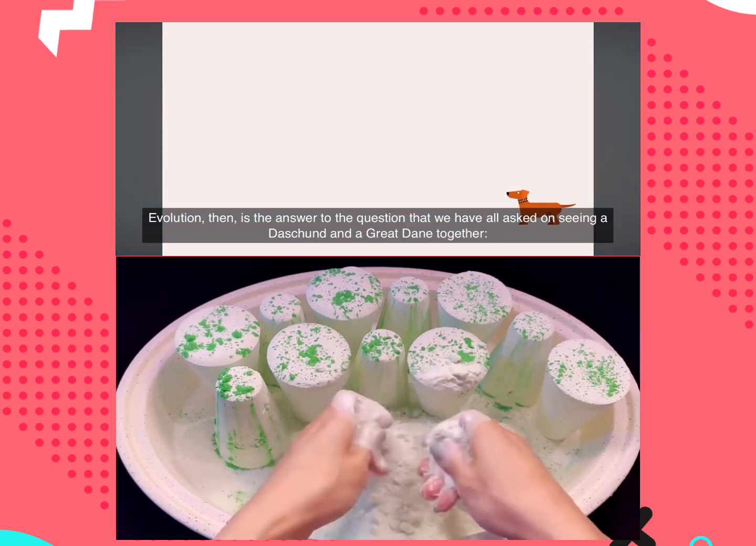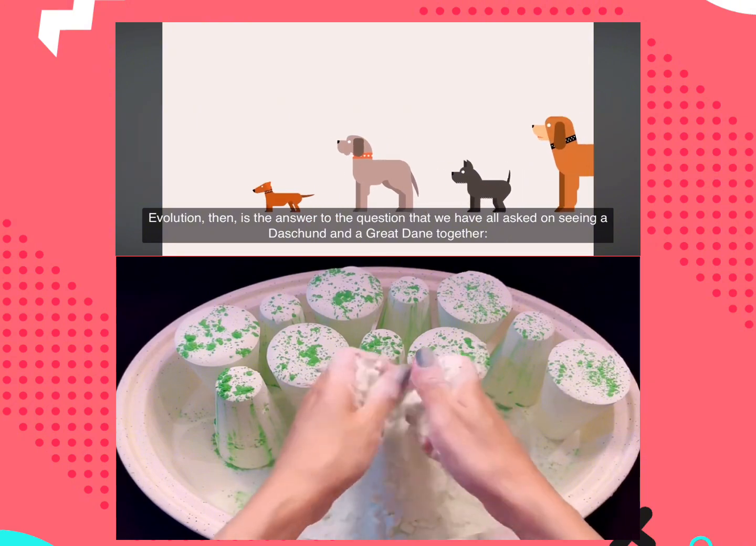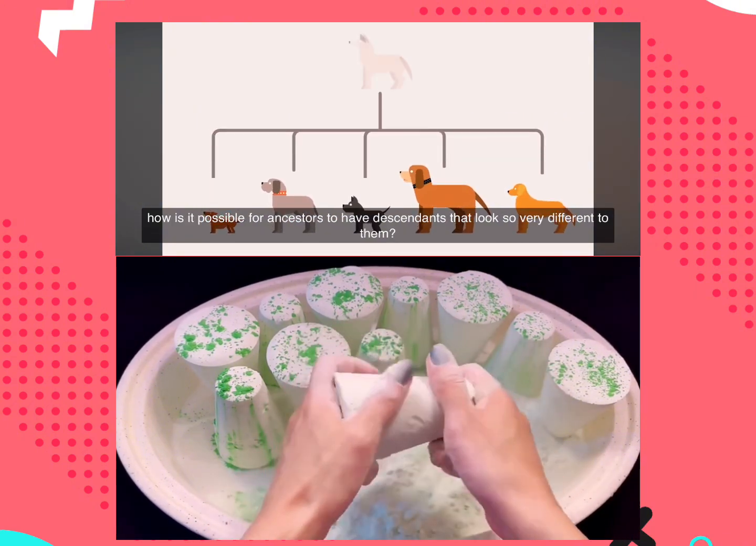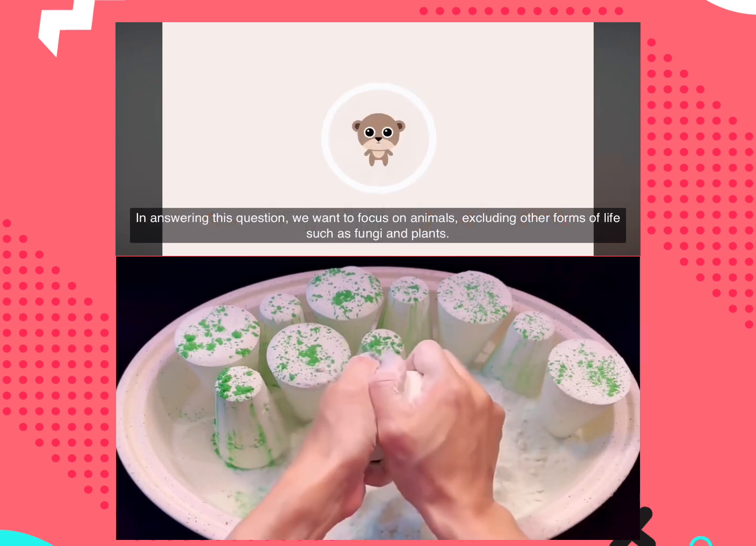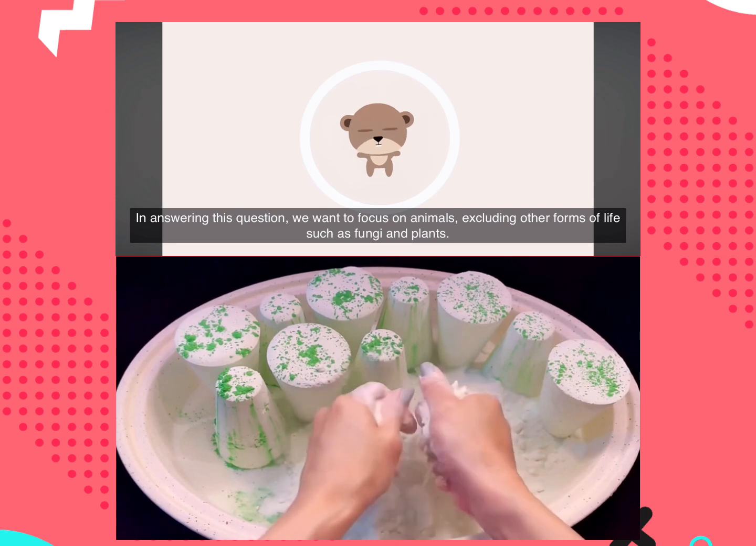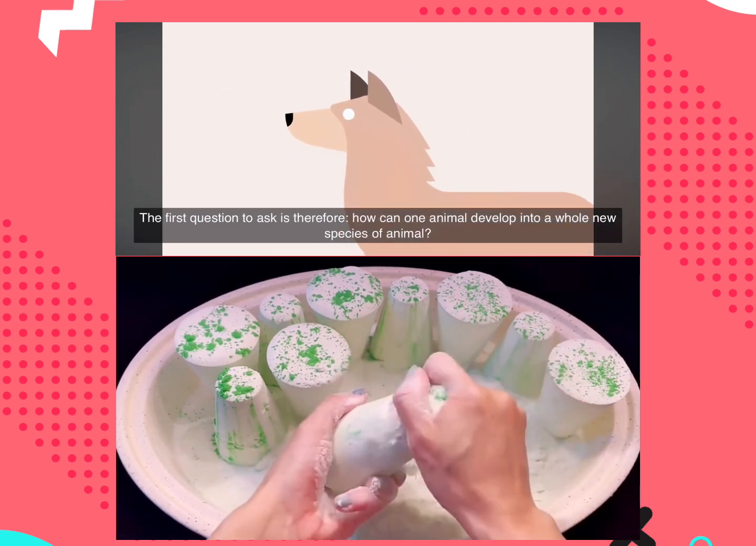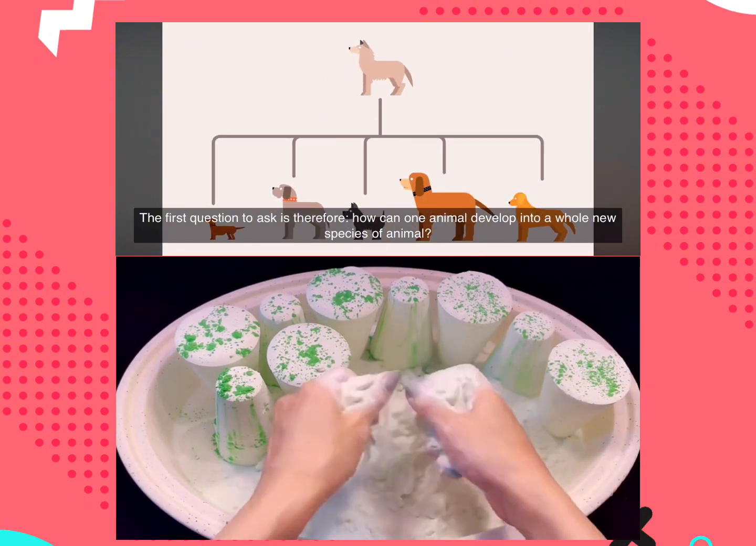Evolution, then, is the answer to the question that we have all asked on seeing a dachshund and a Great Dane together. How is it possible for ancestors to have descendants that look so very different to them? In answering this question, we want to focus on animals, excluding other forms of life such as fungi and plants. The first question to ask is therefore, how can one animal develop into a whole new species of animal?